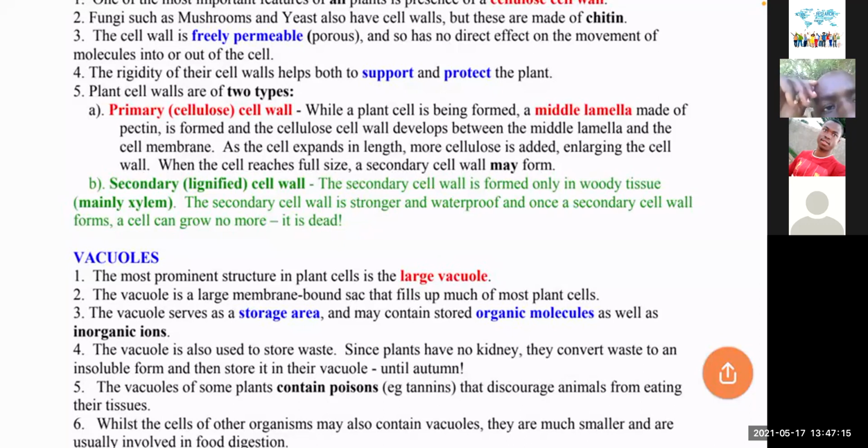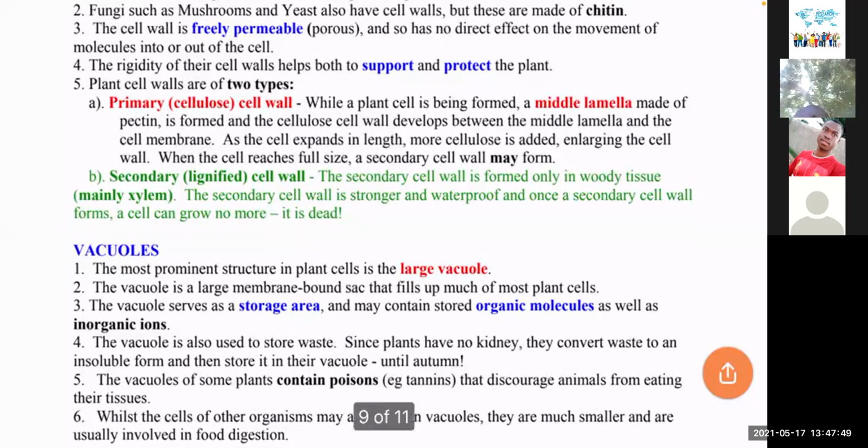Secondary cell wall, lignified. The secondary cell wall is formed only in woody tissue, mainly xylem. Remember, we are discussing the plant cell. The secondary cell wall is stronger and waterproof. And once a secondary cell wall forms, a cell cannot grow normally. It is dead. This is what it means when a cell has a secondary cell wall. Still on the plant cell.